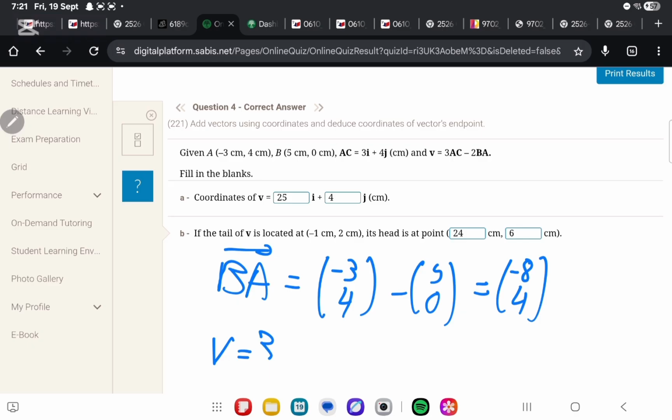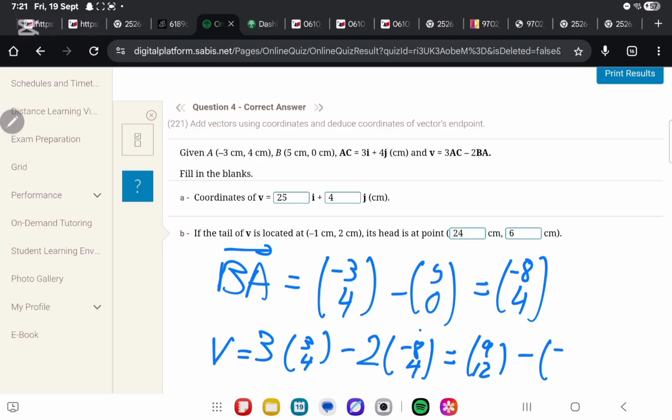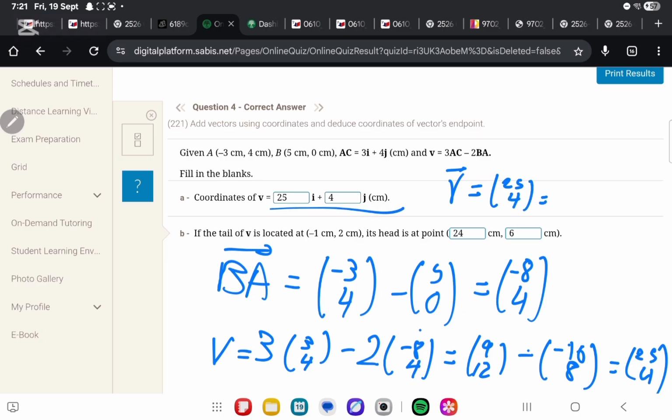Now v is 3AC minus 2BA. So v is going to equal 3AC, which is 3 into 3, 4, minus 2 into negative 8 and 4. Okay, so now I simplify this. It's going to be 9. 3 times 4 is 12. Minus 2 times negative 8 is negative 16. 2 times 4 is going to be 8. Now 9 minus minus 16, the minus and minus will make a positive. 9 plus 16 is 25. And then 12 minus 8 is going to be 4. So my vector v is equal to 25 and 4, because they want it written in the Cartesian notation.